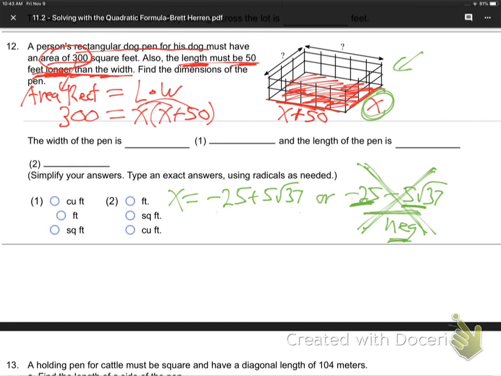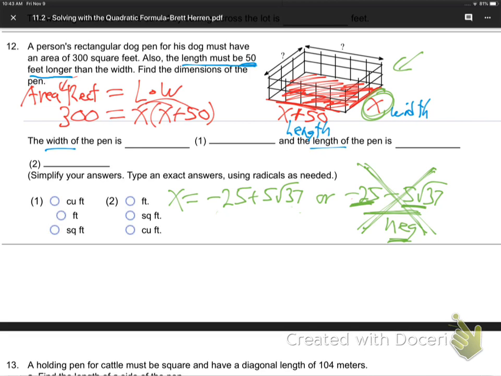Okay, so what do we do with it? Well, what are they asking me for? They're saying find the width and then find the length. Okay. Well, which is which? How do you know which one's bigger? Well, let's read the words carefully. It says the length is 50 longer. So the length is the x plus 50, and the width is the x.